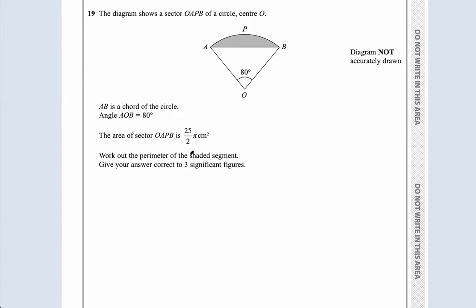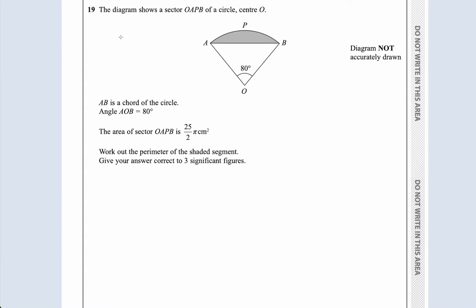Okay, question 19. The diagram shows a sector OAPB of a circle center O. AB is a chord of the circle, that's this. This is 80 degrees. It says the area of the sector. Now, guys, the sector is the full thing. It's like the slice of pizza. That's the sector. And then it says work out the perimeter.